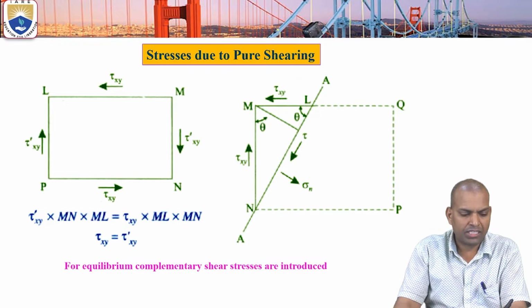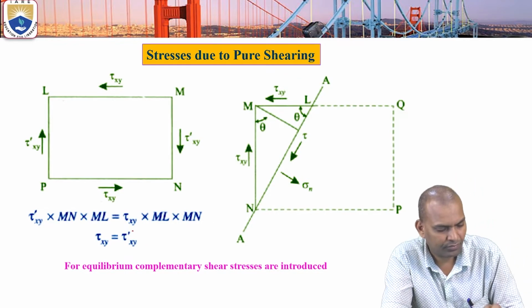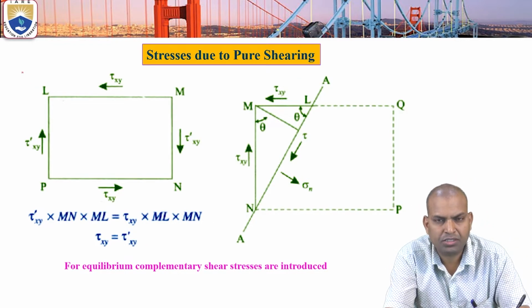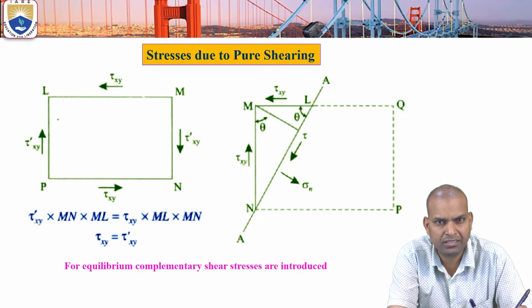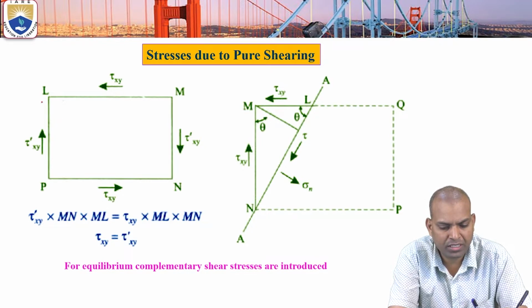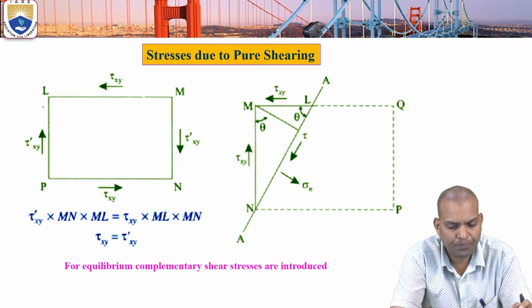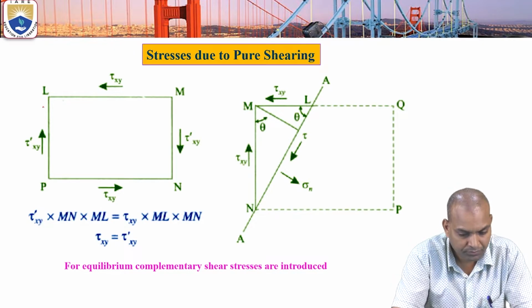Now the second case study is the stresses due to pure shearing. In the before case, it was pure tension, where a tensile load is acted on a bar.